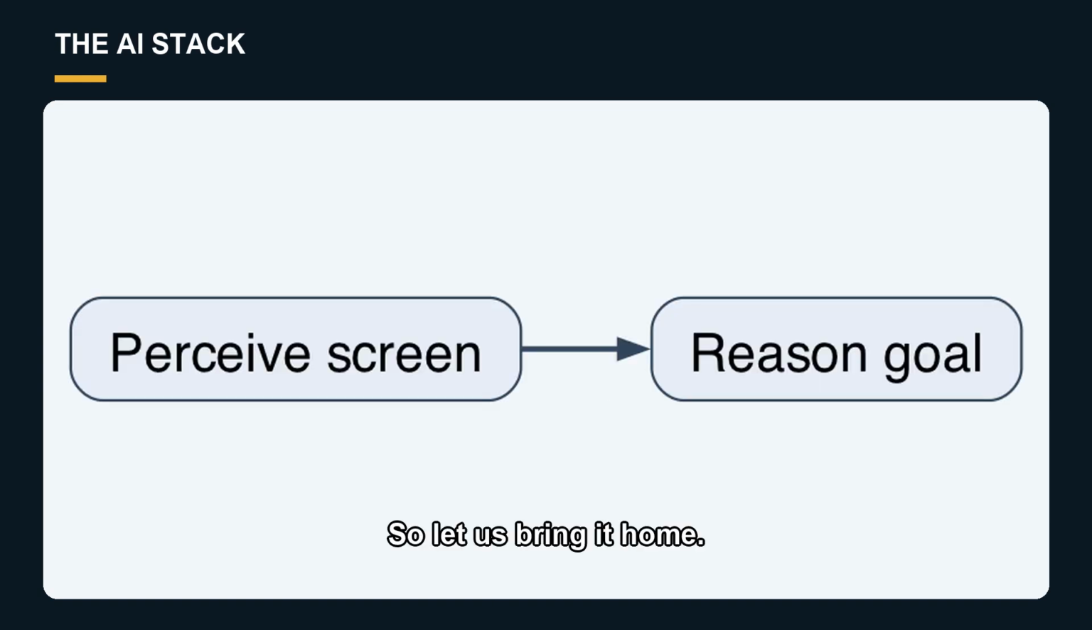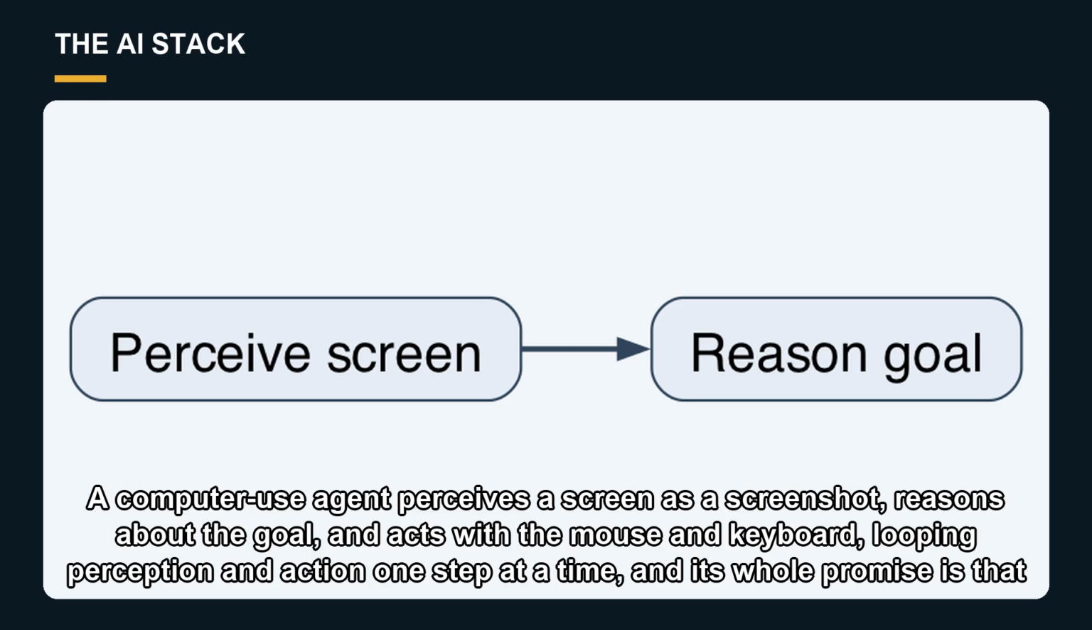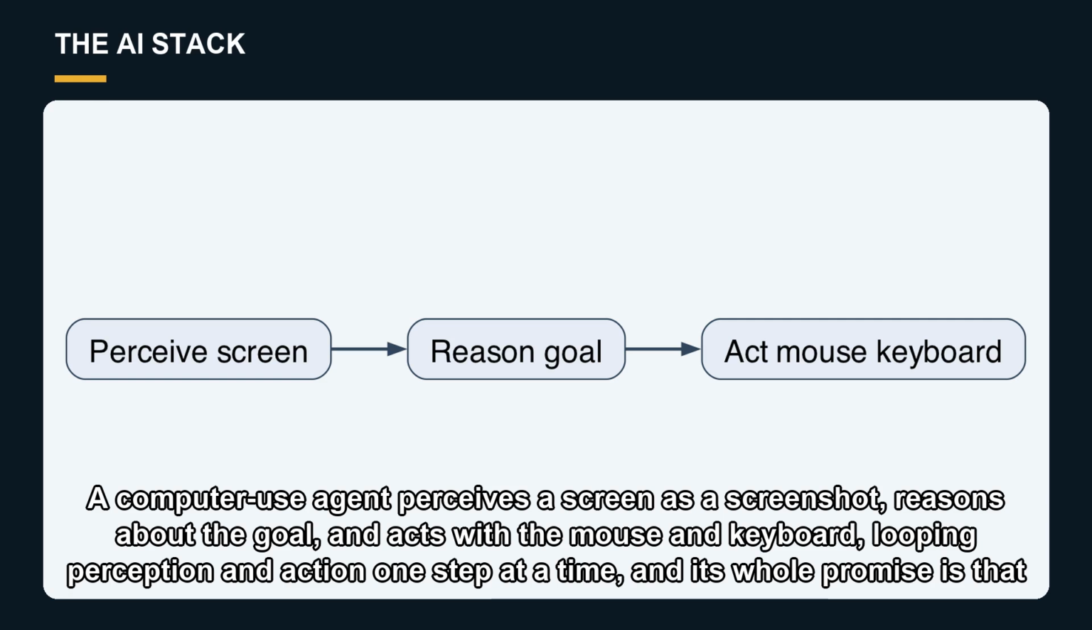So let us bring it home. A computer use agent perceives a screen as a screenshot, reasons about the goal, and acts with the mouse and keyboard, looping perception and action one step at a time. And its whole promise is that it can operate any software a human can, no API required, which is why it is one of the most exciting frontiers in AI, and also, honestly, one of the least finished. Still stumbling on a real share of everyday tasks on benchmarks like OSWorld and carrying safety stakes that nothing else in this course comes close to.